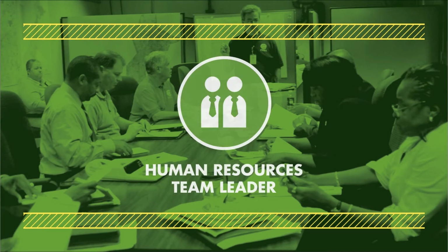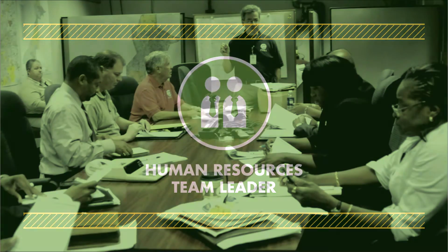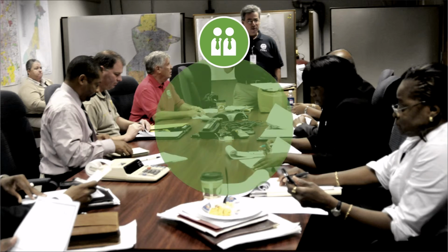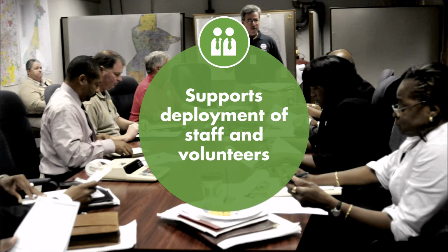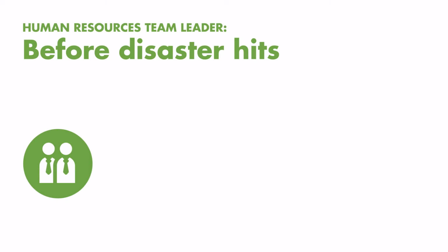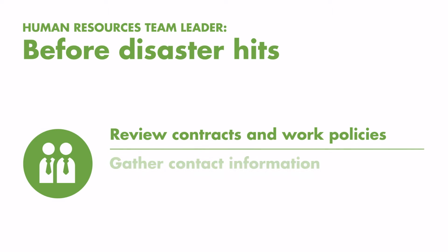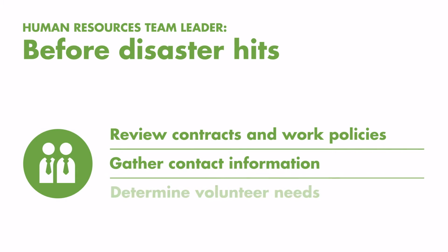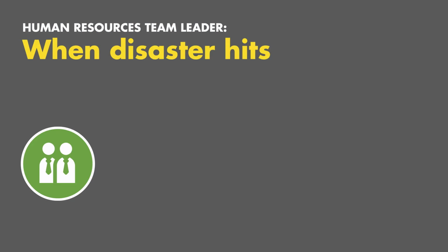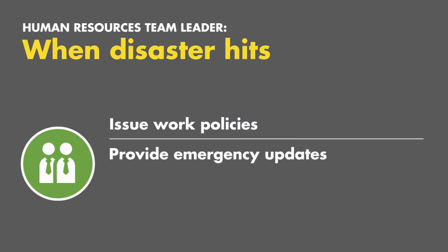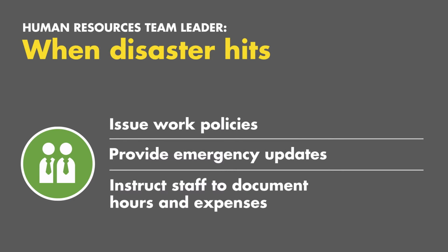The Human Resources Team Leader provides information necessary to support the optimal deployment of staff and volunteers for disaster response and recovery. Before a disaster, the Human Resources Team Leader should review employee contracts and work policies, gather staff contact information, and determine the organization's volunteer needs. When a disaster hits, the Human Resources Team Leader issues work policies, provides emergency updates to staff, and instructs staff to document work hours and expenses related to the disaster.